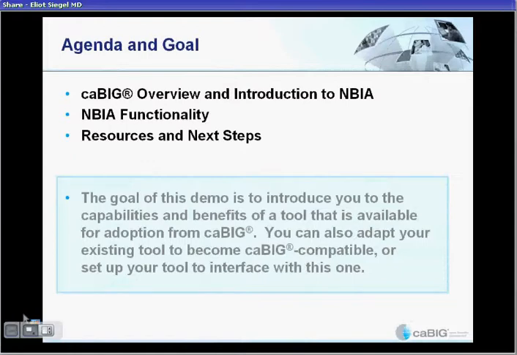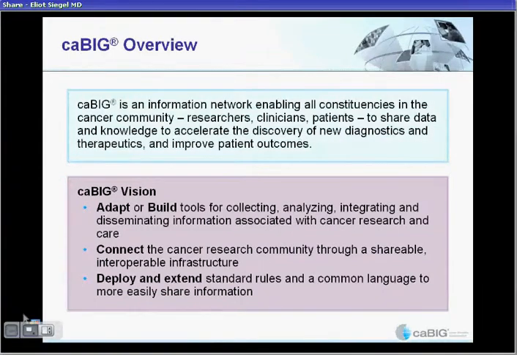We're going to talk a little bit about some of the functionality of NBIA, and I'll do a demonstration of NBIA as well. And then I'll talk briefly about next steps and some resources that are available to you if you're interested in being able to take advantage of the service that NBIA offers at NCI, or alternatively, if you're interested in downloading the software and setting up a version of the archive yourselves.